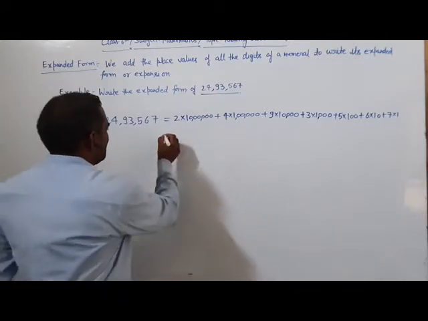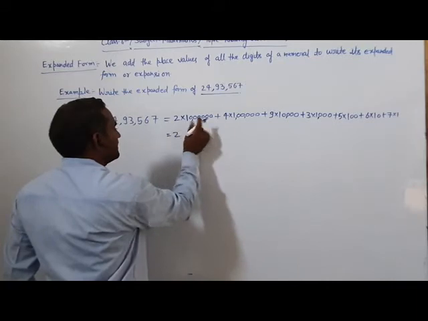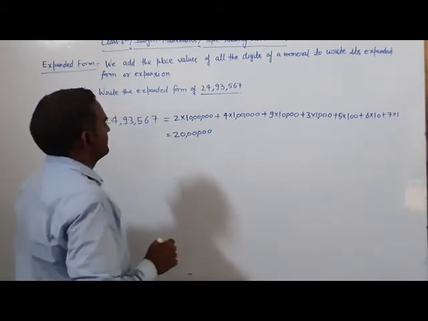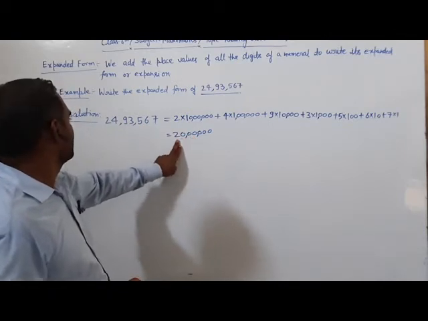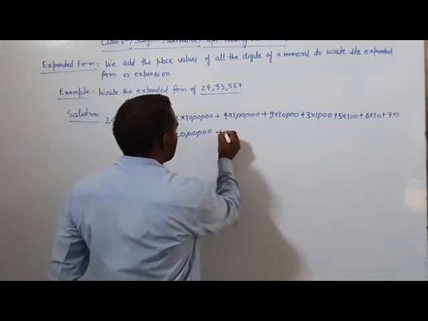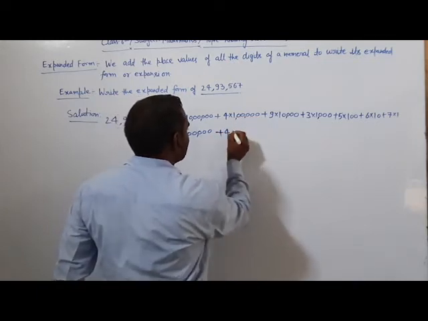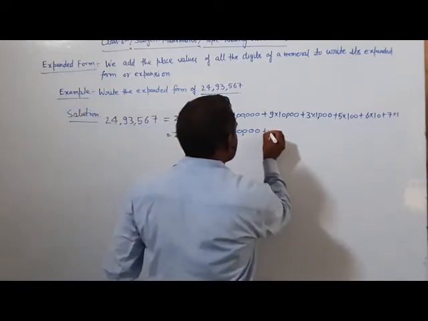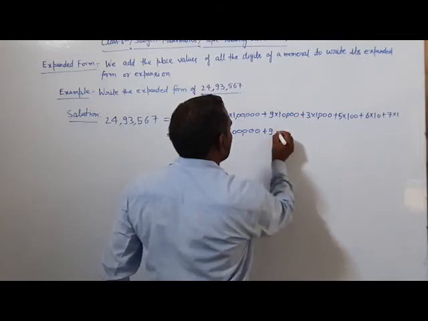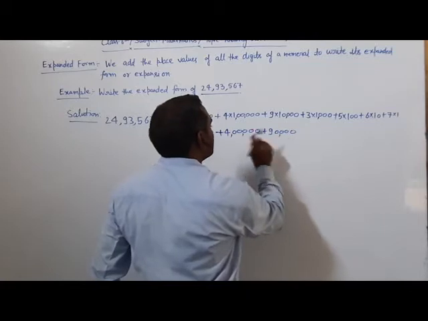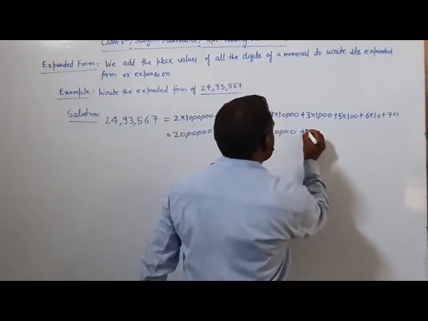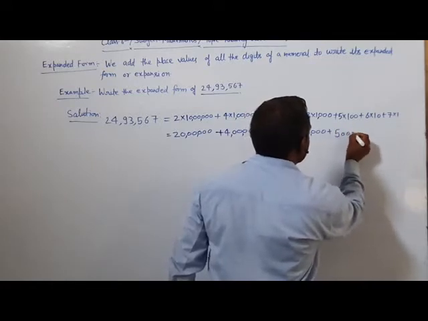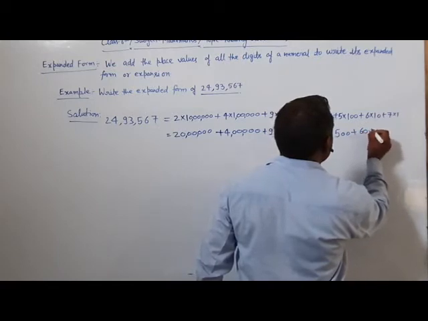Now multiply this: 2 into 1 and write all the zeros, 2000000. 1 stands for hundred, thousand, 10,000, lakh, 10 lakh, 20 lakhs, plus 4 into 1 and 5 zeros, 4 lakhs, plus 9 into 1 and 4 zeros, 90,000, plus 3 into 1 and 3 zeros, 3000, plus 500, plus 60, plus 7.